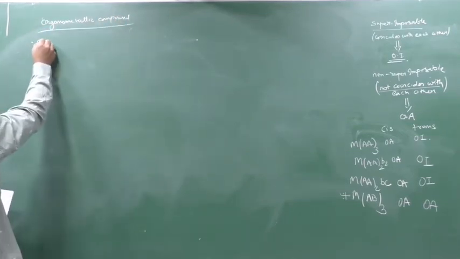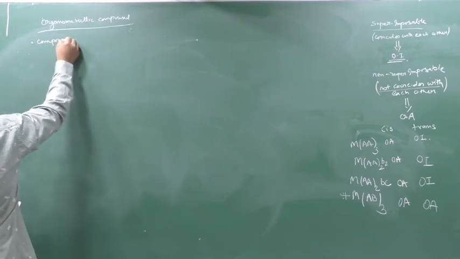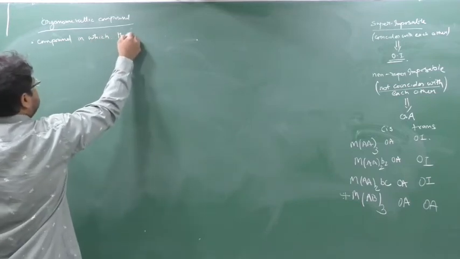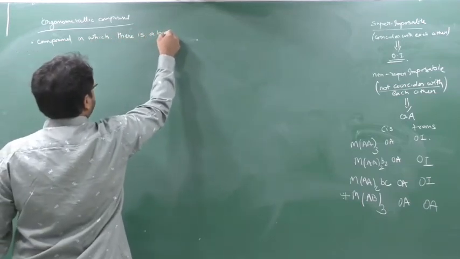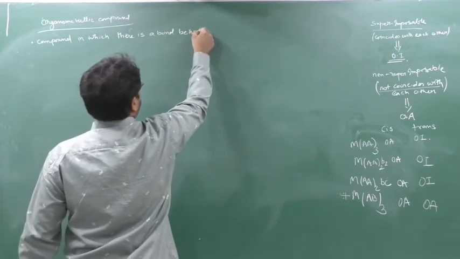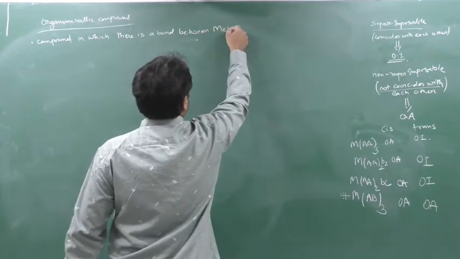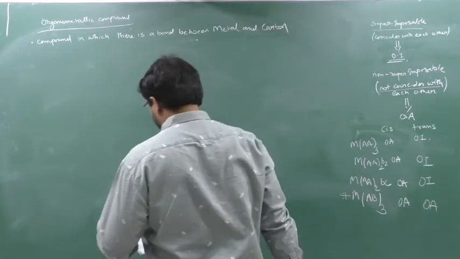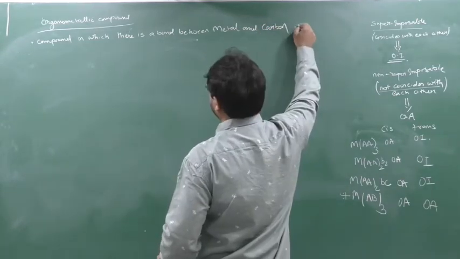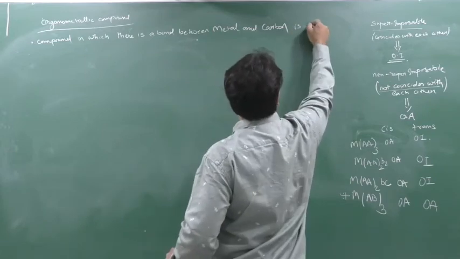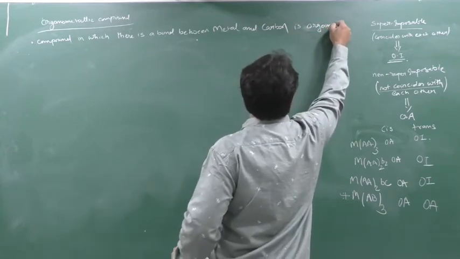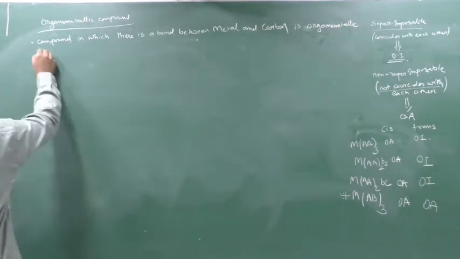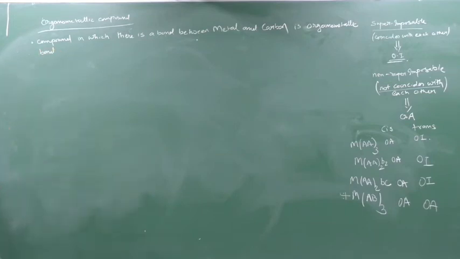Definition says a compound, write down along with me, in which there is a bond between metal and carbon. A bond between metal and carbon is called an organometallic bond, and the compound formed is known as an organometallic compound.